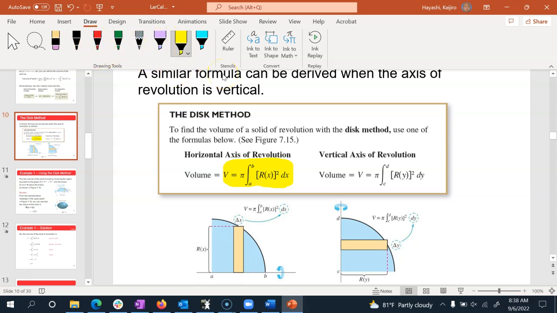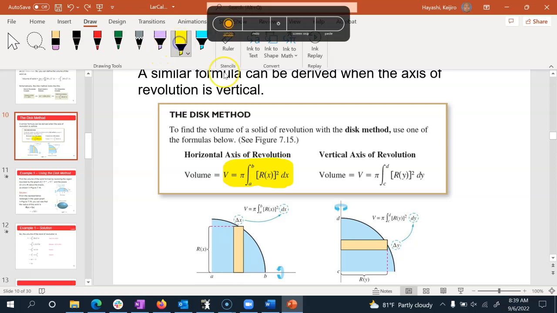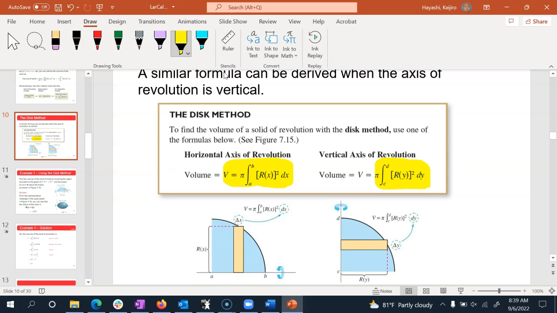Now, if you have a vertical axis of revolution, so for example, you're taking some shape and you're rotating it around the y-axis, so that there's a vertical axis of revolution, you're going to have this formula instead. You're going to be writing your radius as a function of y. So the only difference between these two is that one is in terms of x and the other one's in terms of y. And that's all got to do with the shapes that you're making.